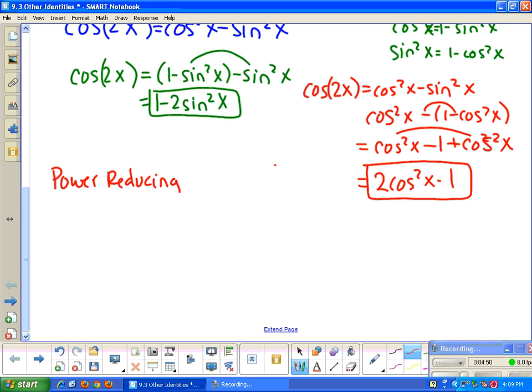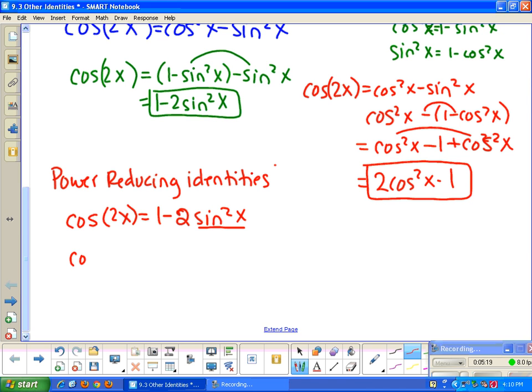For your power reducing identities, you can take your cosine double angle formula to help you do this. And we're going to use the other form. So if I have the cosine of 2x is equal to 1 minus 2 sine squared x that we just learned, well, the power reducing identity would then be for sine. So if I solve for sine squared x, I would take the 1 and subtract it to the other side.